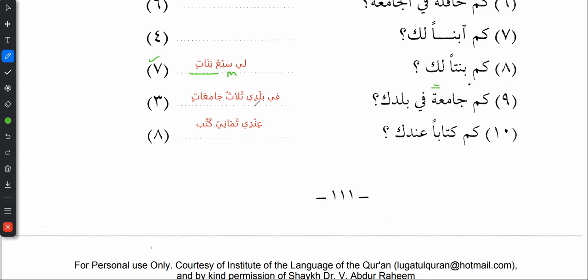And comes jami'atan fi baladik, fi baladi, in my country. How many? 3. Jami'a, jami'at. So first you write your counted noun, jami'atin. Now you decide the gender of the number. It's 3, so thalathu jami'atin. Kam kitaban indak. Now, kitab is male, okay?